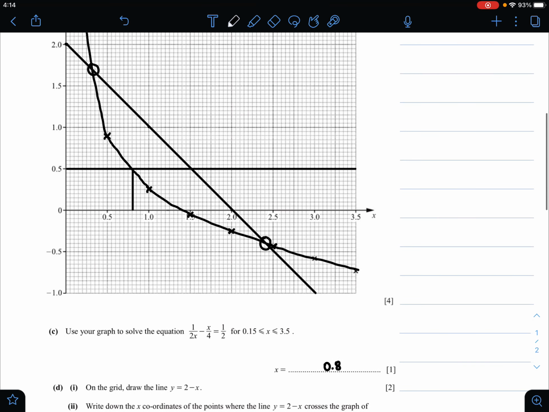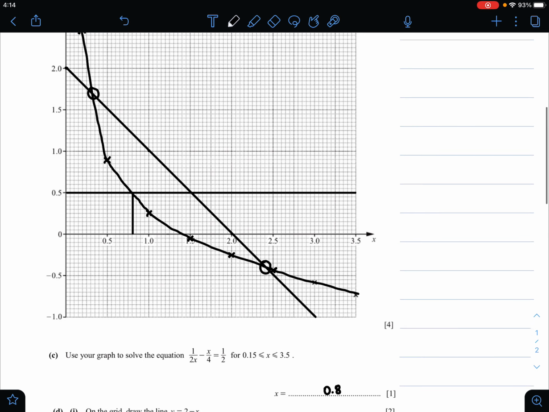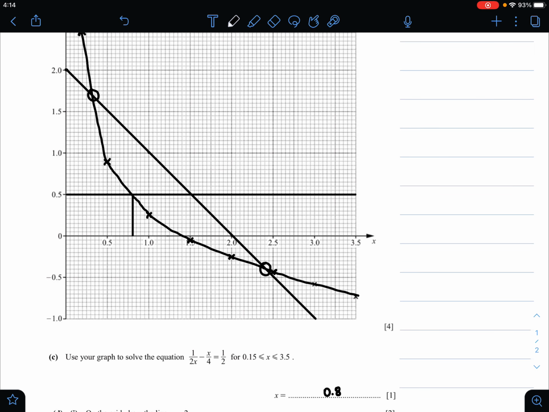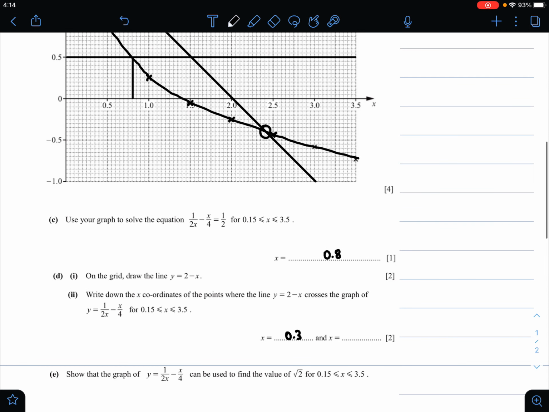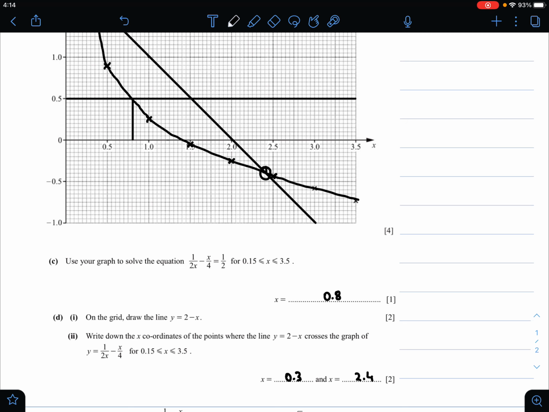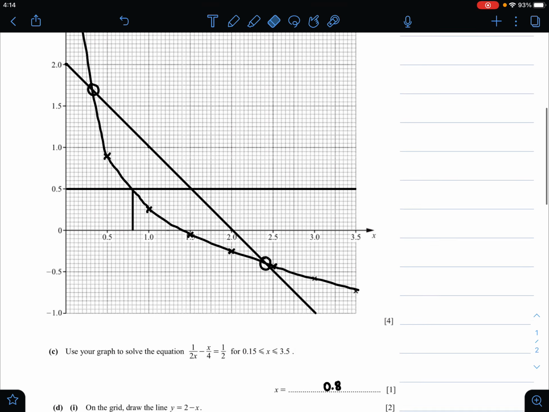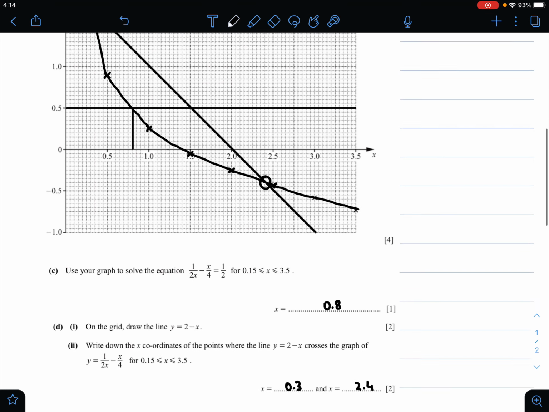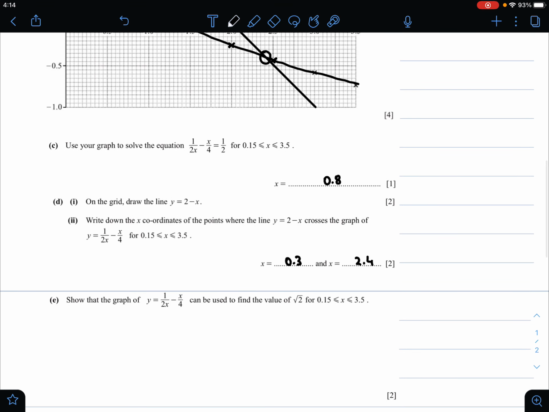Now let's find the second x coordinate. That would be 2.4, because as you can see, if you draw a vertical line up, it reaches 2.4, and same for the other intersection point. Now let's move to part E.